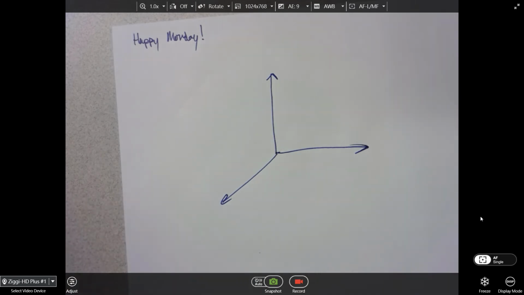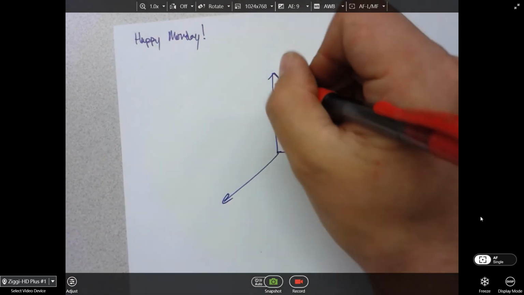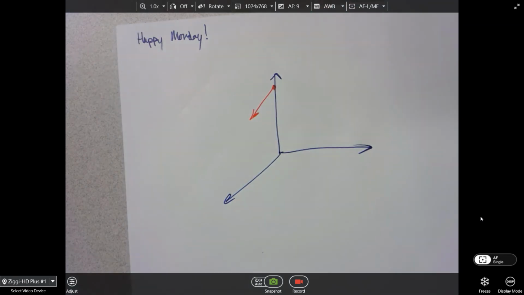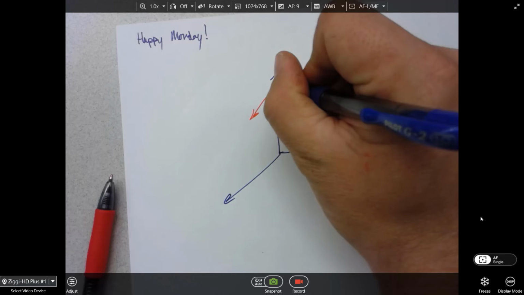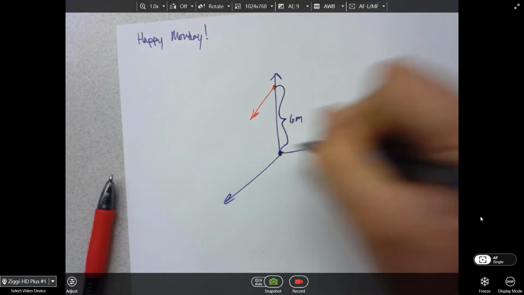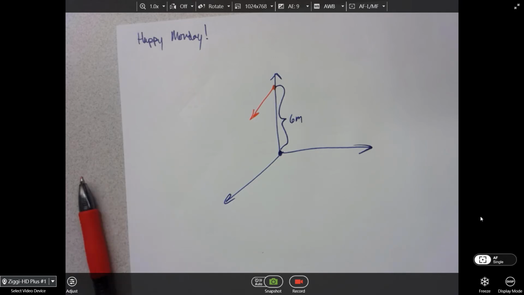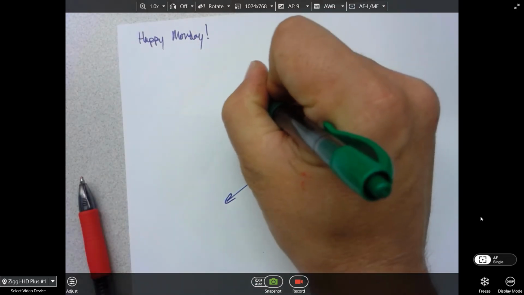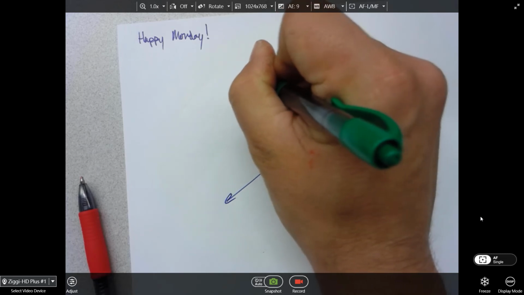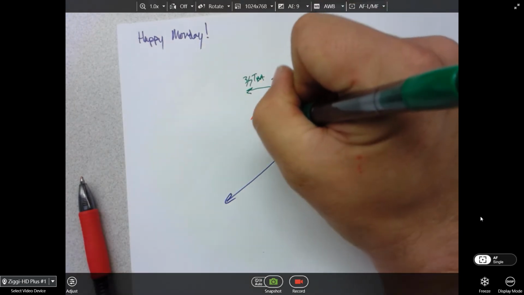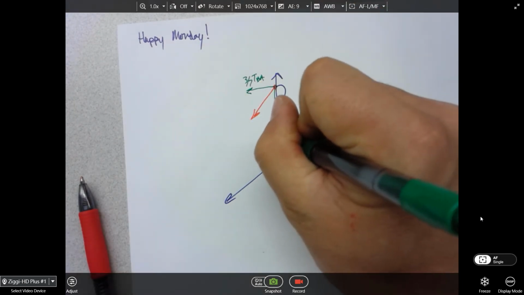Where's my red pen? Here it is. TBA is a vector that does this, right? And it's 6 meters from the point we're interested in. But we can break it into components, which we've done using the unit vector, which says 3/7 of TBA acts in the y direction, 6/7 of TBA acts in the z direction.